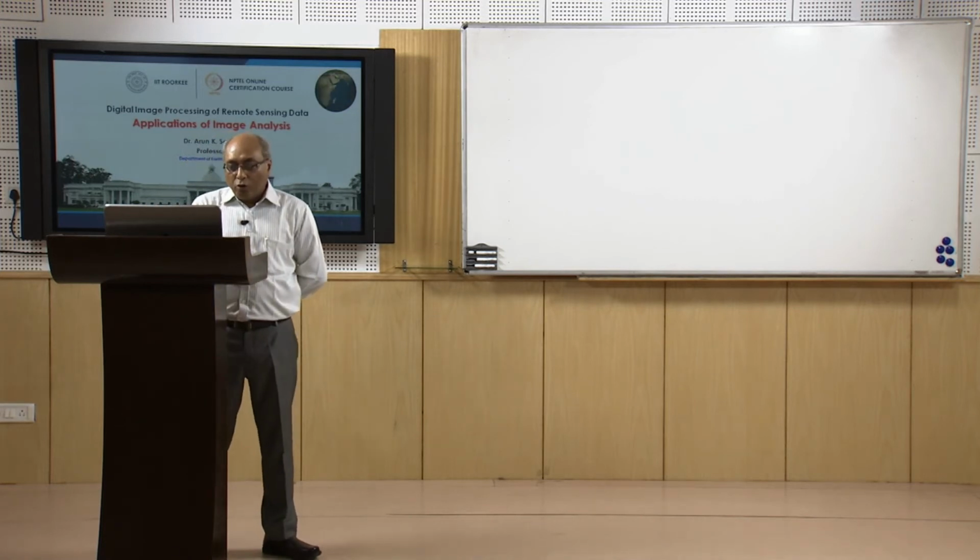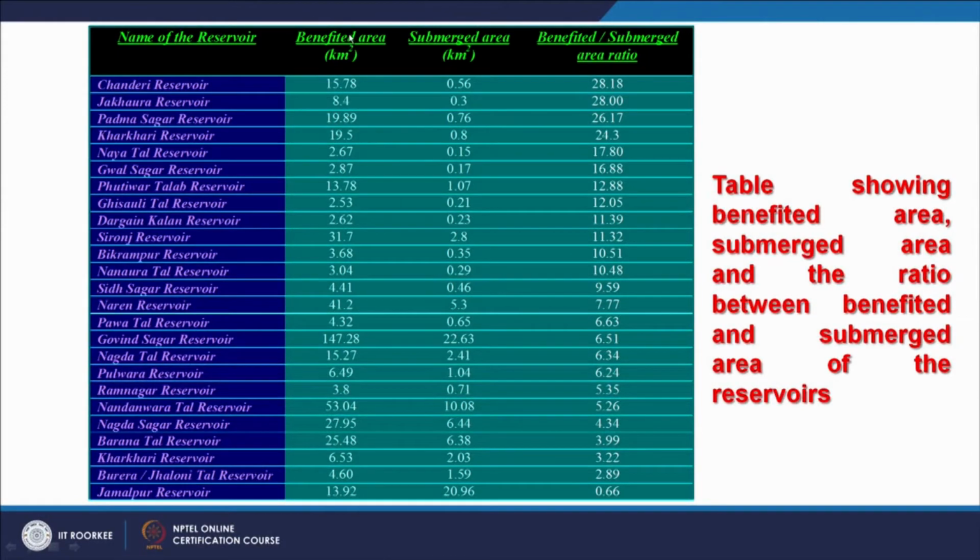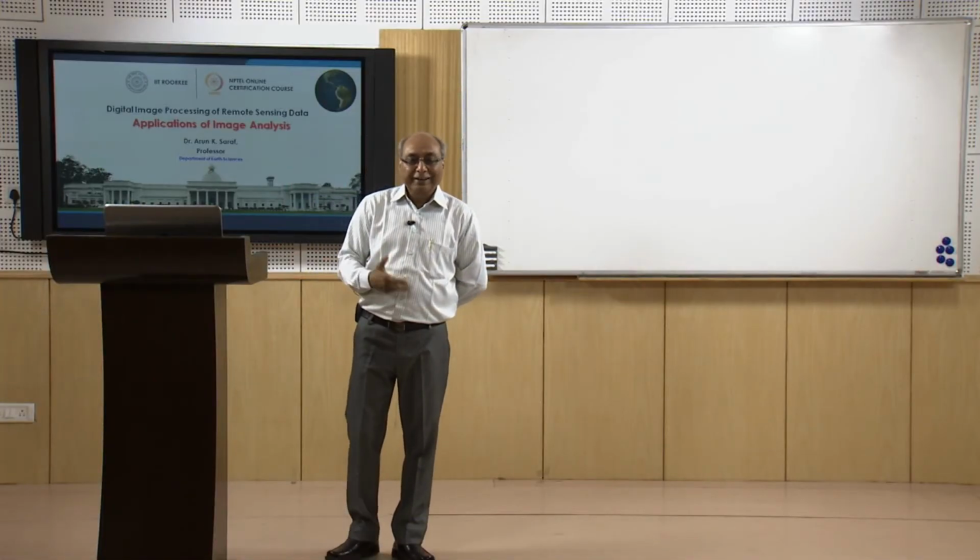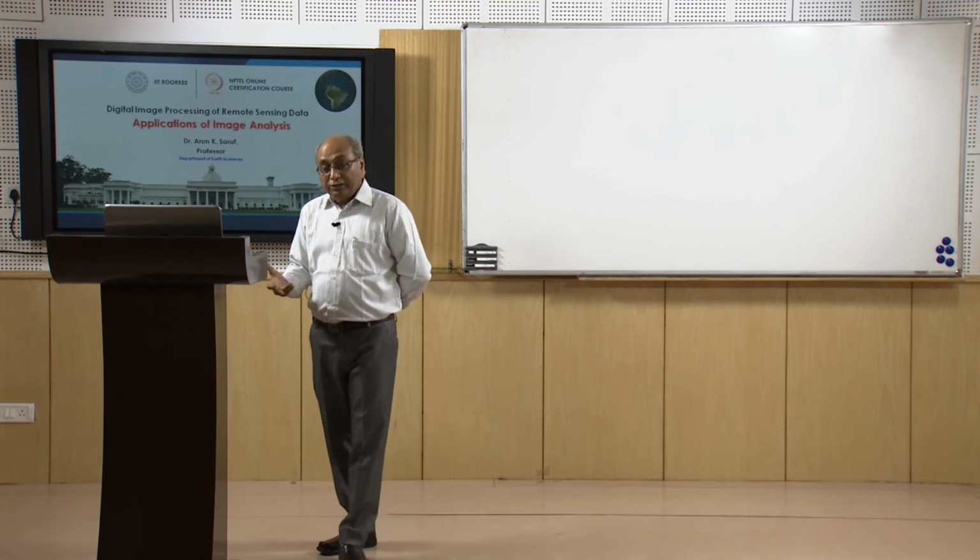And this is exactly what was done in the Bundelkhand region for about 21 reservoirs. What do you see? This benefit versus submerged ratio in some cases is 28, and what it is indicating is that if you invest 1 square kilometer of land towards the construction of a groundwater recharge structure, a pond or reservoir, in the downstream 28 square kilometers of area will have growth of vegetation or groundwater recharge. So it is a land investment, and this is 28 times.